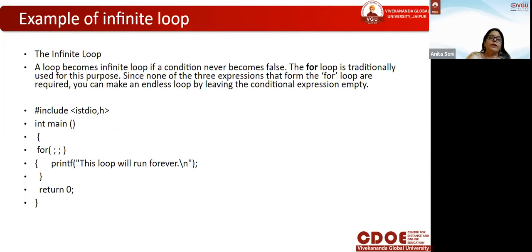See the example of infinite loop. What is an infinite loop? A loop becomes infinite when the condition never becomes false. So look at the example of an endless loop. Here in the for loop, I'm not putting any condition, so this loop will always execute.